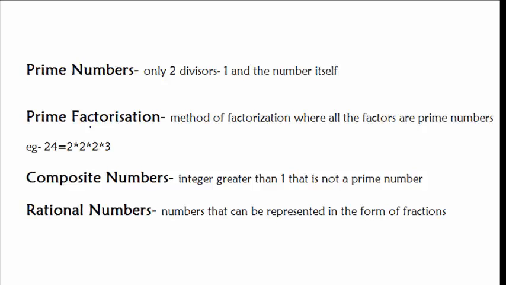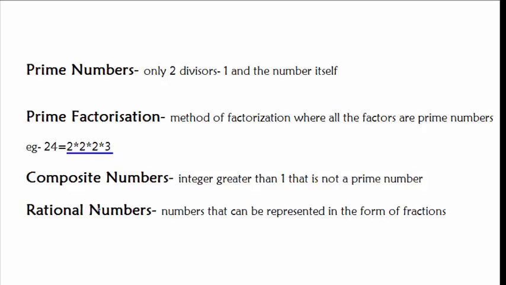Then what is prime factorization? So basically an integer can either be a prime number or the product of its factors which are prime numbers. This method of factorization where all the factors are prime numbers is called prime factorization. So basically there is an integer, and we are showing it as the product of prime numbers. An example is 24, which is shown as 2 cube into 3.